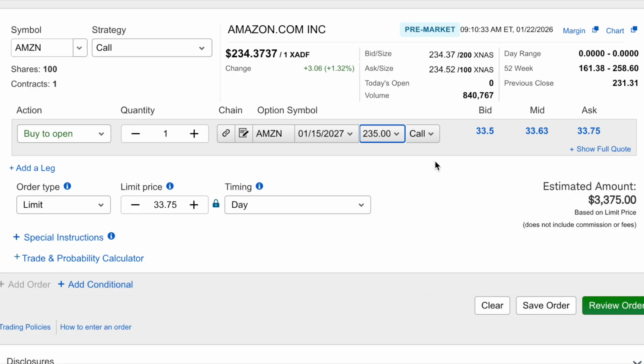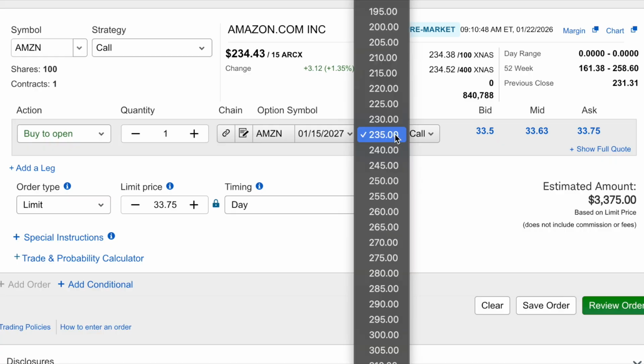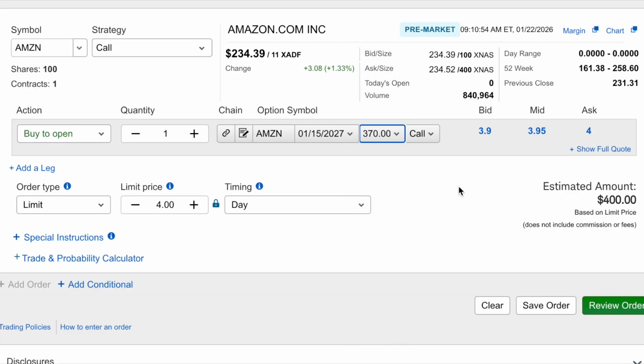No one would do that in their right mind because Amazon might be trading at $300 a year from now and they just lost out on a ton of appreciation of the stock price. So you can see how logical this is. If you pick a strike price, like let's pick a really high strike price, 370, notice how it's cost barely any money. Well, not barely any, it's still $400.